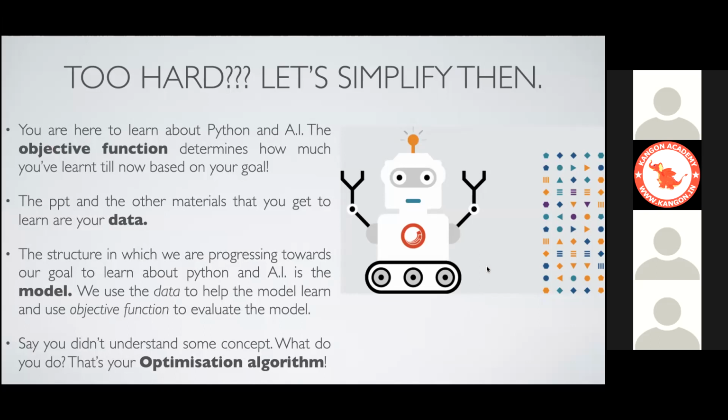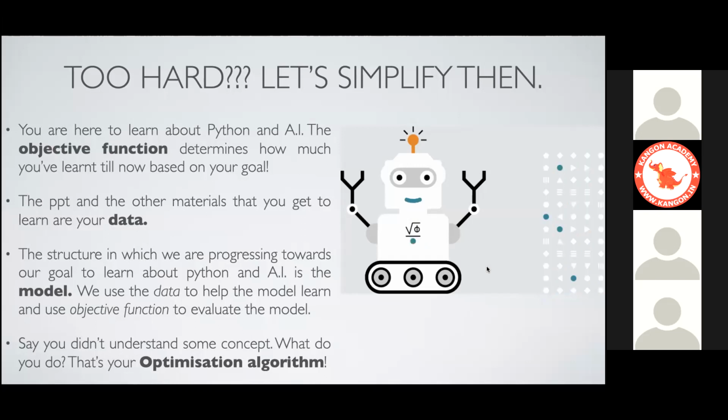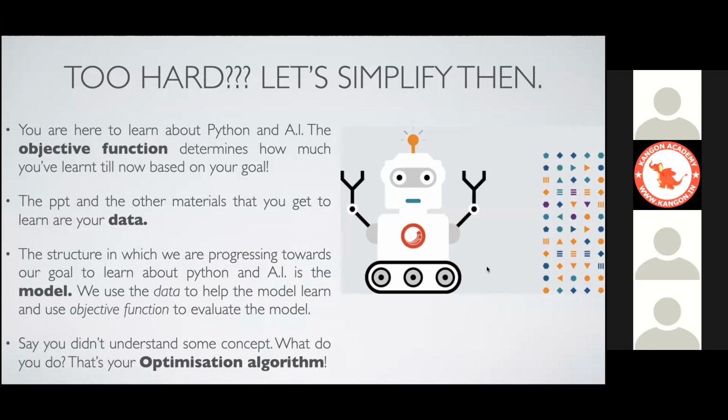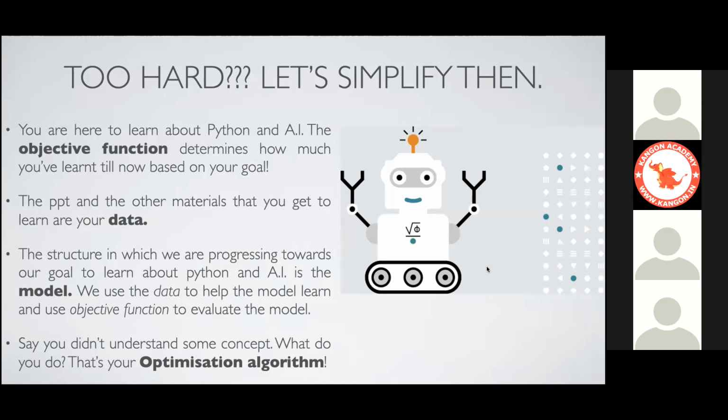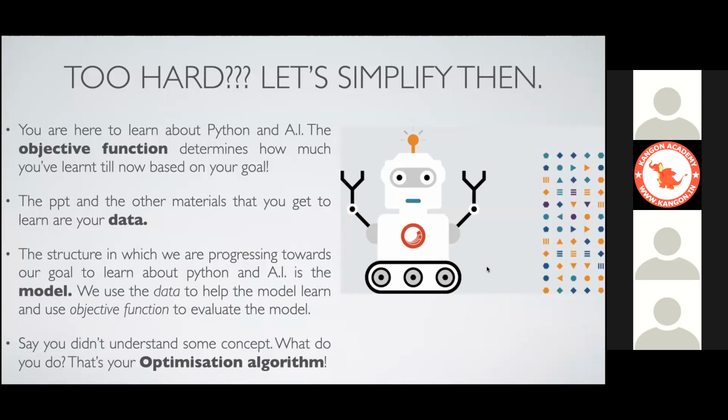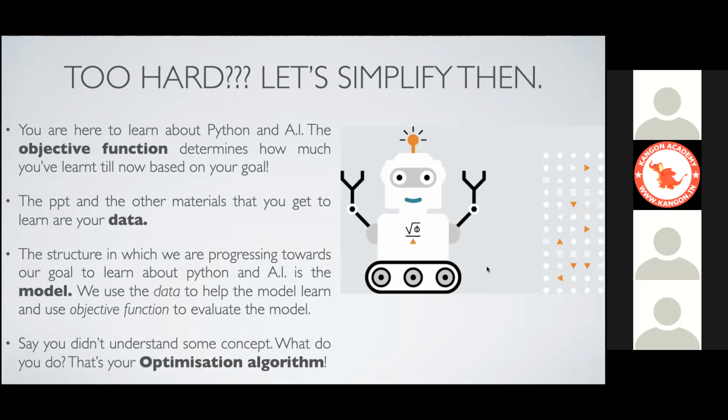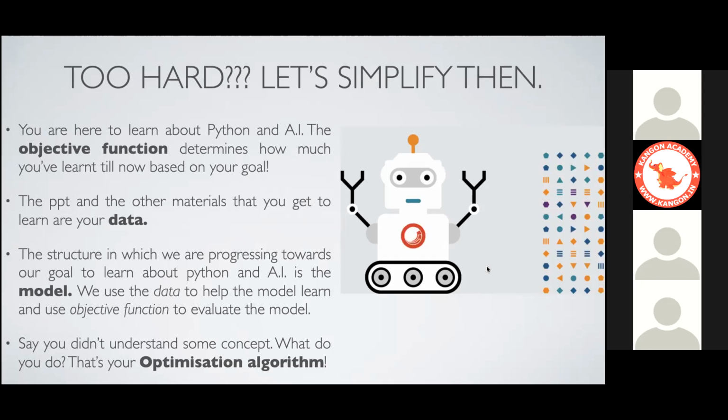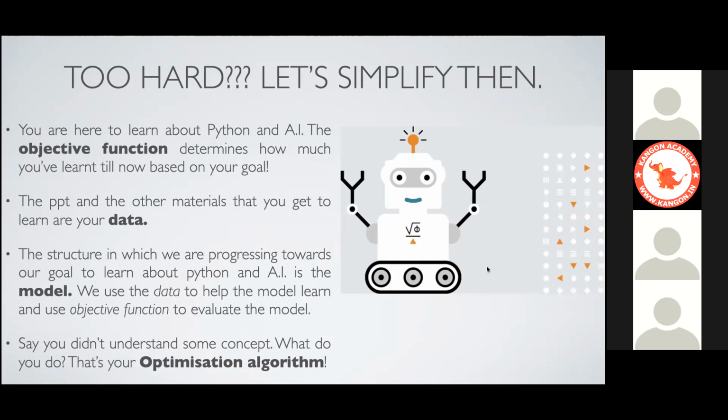Like we first learned about Python, we got the basics of Python, then we move forward to learn some AI concepts and everything. That is model. We use the data to help the model learn, and we use the objective function to evaluate the model. So up to this point, whatever you have learned, you can evaluate yourself. Based on that evaluation, you can see what kind of result you are getting, and also what kind of result you are expecting.